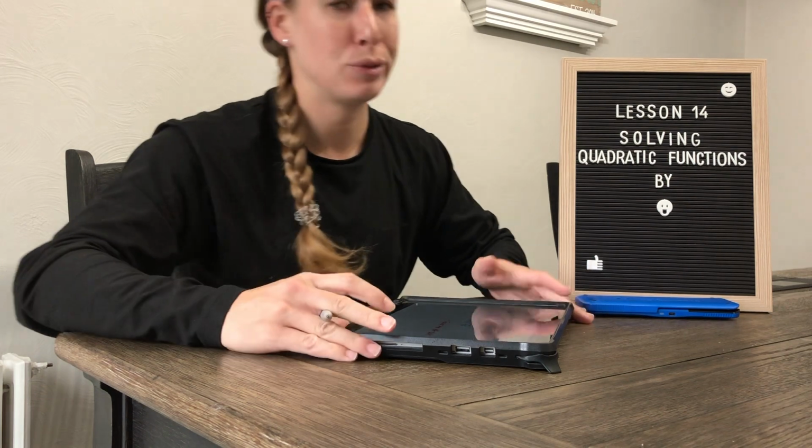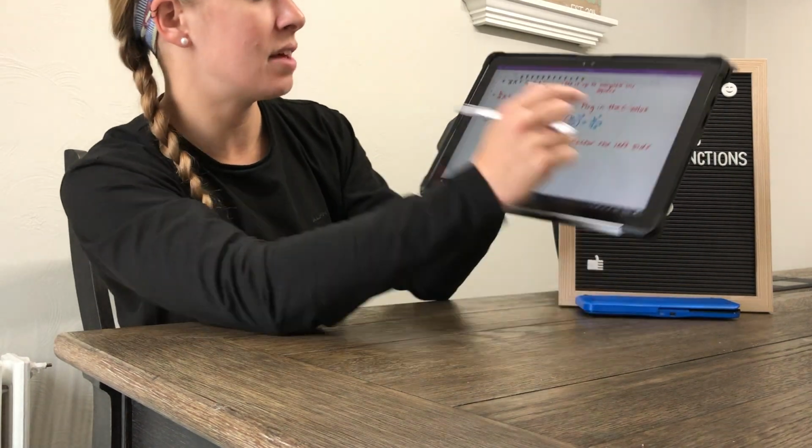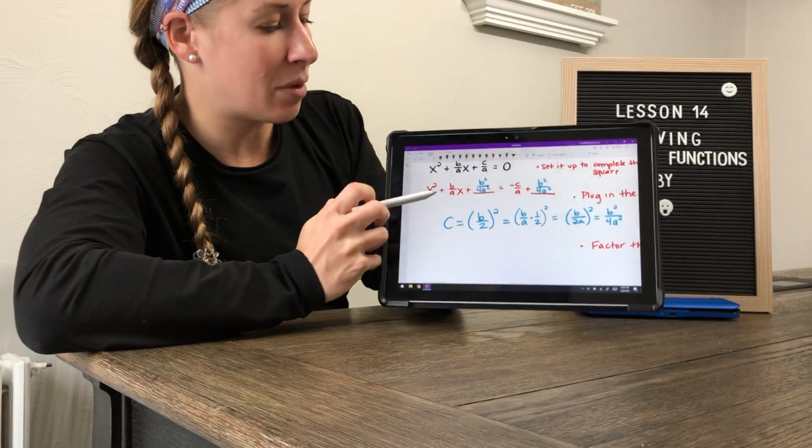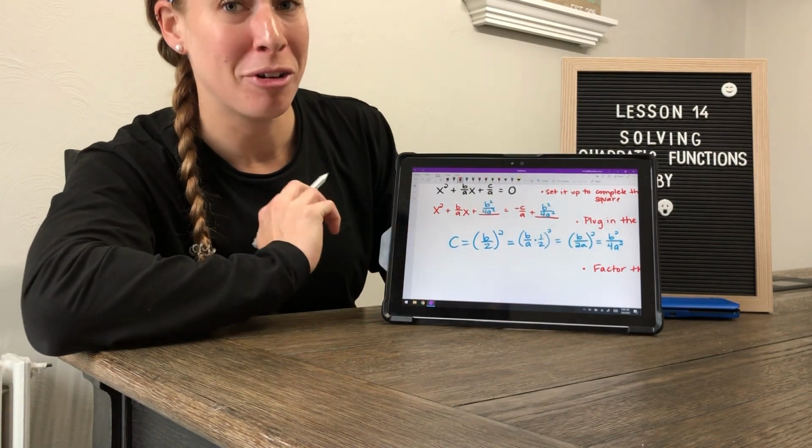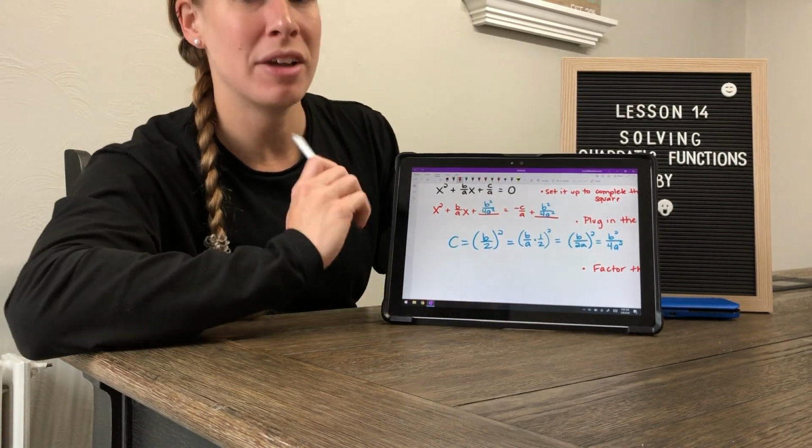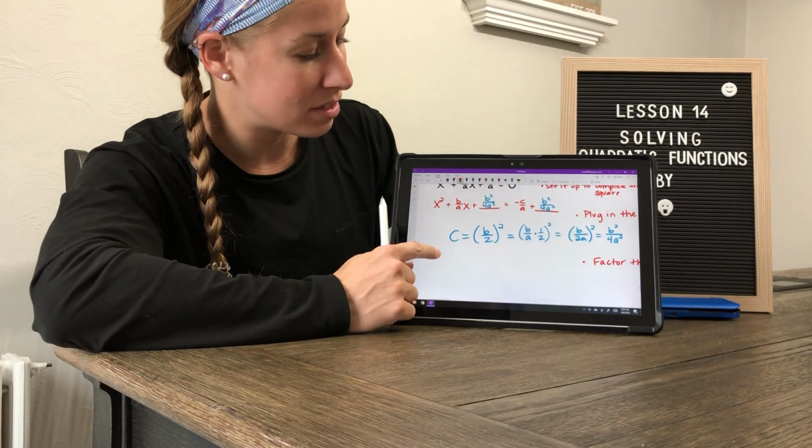Actually, we're going to do this in like 2 separate steps. So we're going to factor the left side first. And the reason that we like this is because it's a perfect square trinomial, right? We just plugged in that C value to make that a perfect square trinomial, so it factors easily.